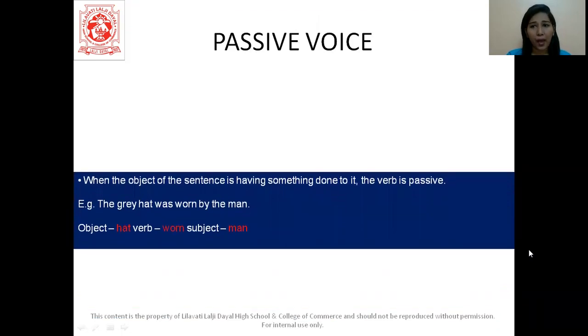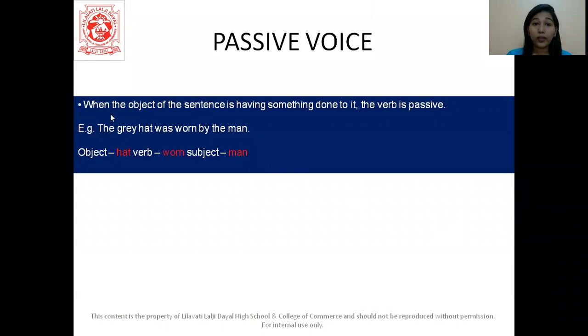Now let us see what passive voice is. When the subject of the sentence is having something done to it, the verb is passive. So see here, the same sentence we are writing in this manner: the grey hat was worn by the man. So here we are actually talking about the object first, correct? The grey hat was worn by the man.